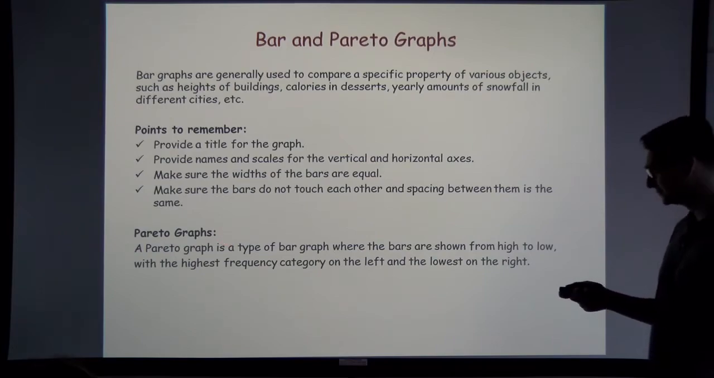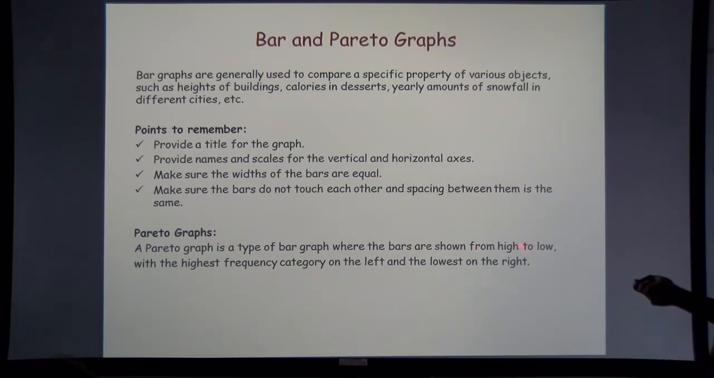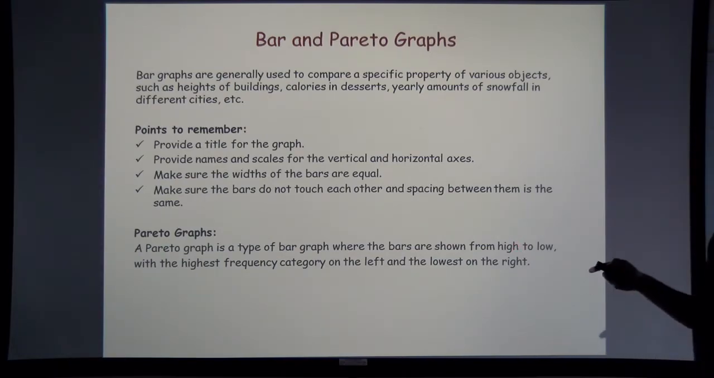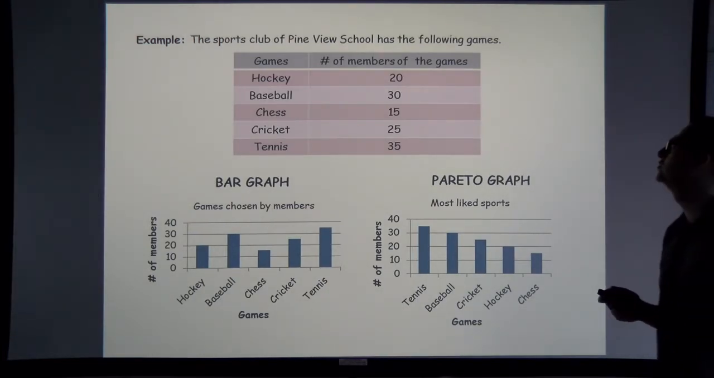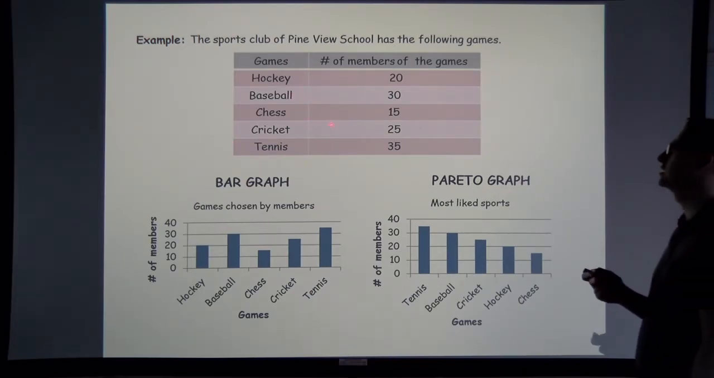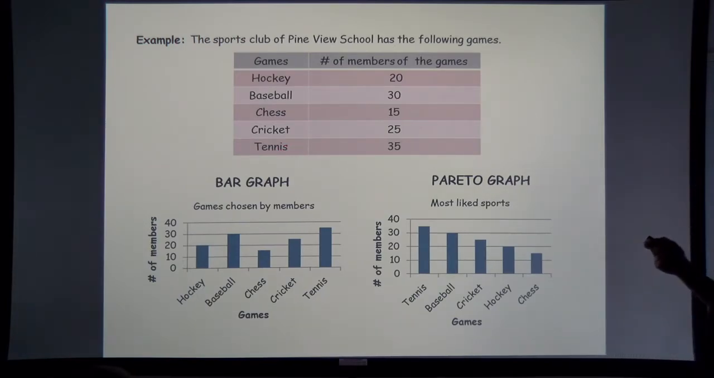A parallel graph is a type of bar graph where the bars are shown from high to low, with the highest frequency category on the left and the lowest frequency on the right. So the example we have here is Pineview School has the following games. Here's all the sports that Pineview School has: hockey, baseball, chess, cricket, and tennis. Here's the number of members of each game. So hockey's got 20 people, baseball 30, chess 15, cricket 25, and tennis 35.